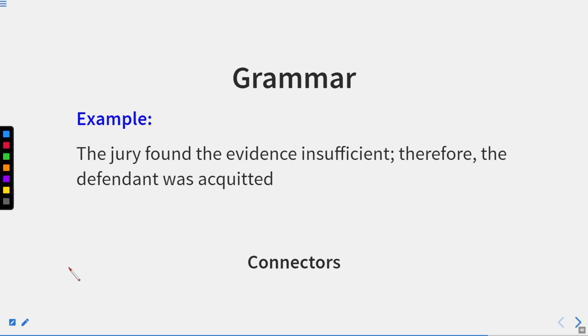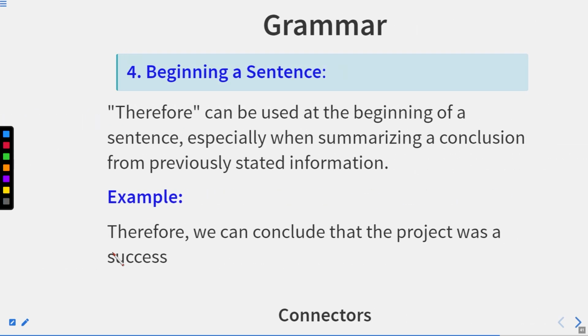Now, let us move to the next one. The jury found the evidence insufficient. Therefore, the defendant was acquitted. So, this is the first sentence. This is the cause or the reason for why the defendant was acquitted. So, this is the result that you can see over here.